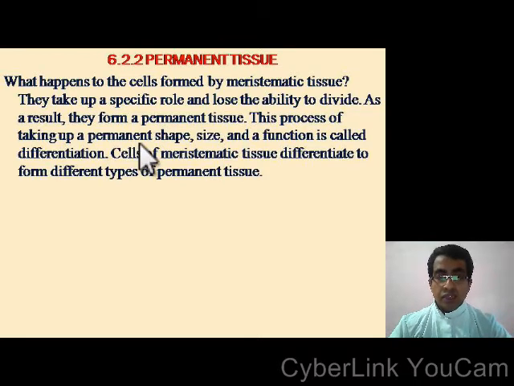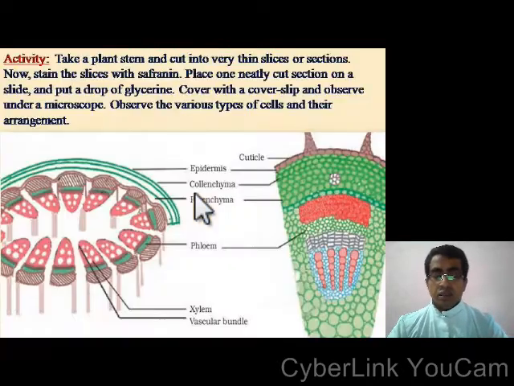This process of taking up a permanent shape, size, and function is called differentiation. Cells of meristematic tissue differentiate to form different types of permanent tissues.